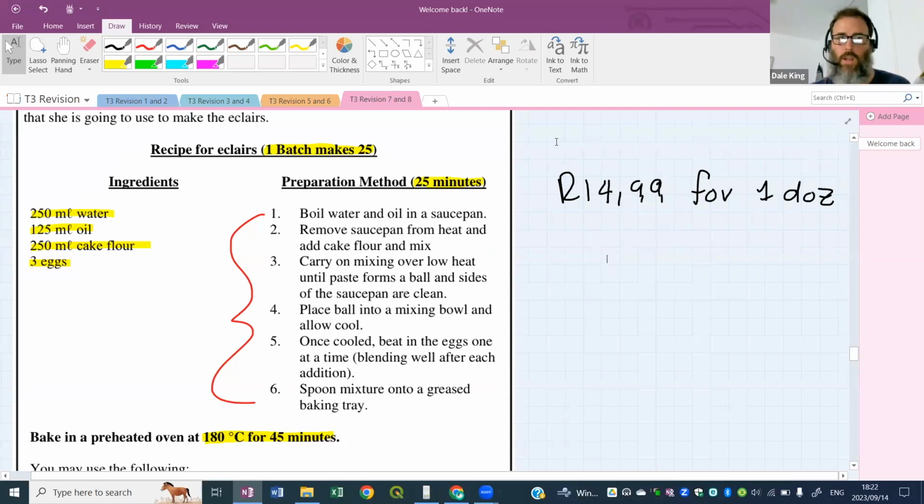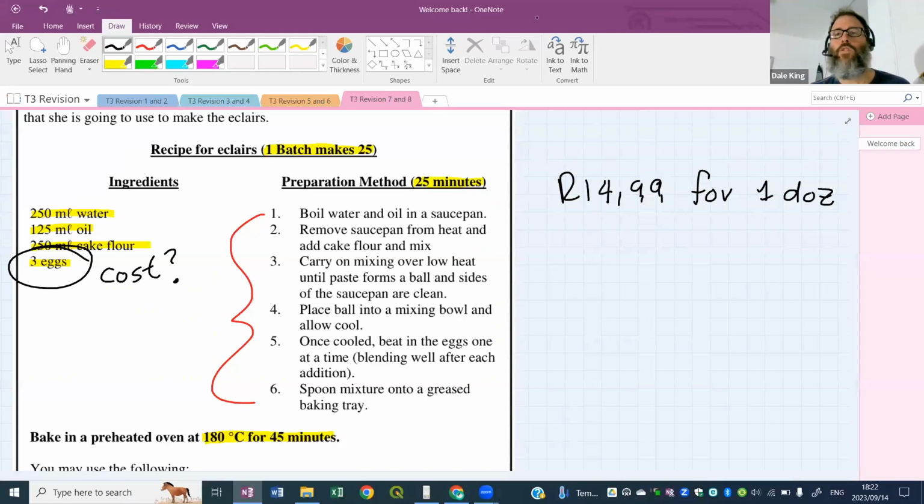Should take you a minute or two. Everyone can do this. We should see answers popping out in chat or thumbs up to say you're done. It should be quick. $14.99 for one dozen. How much will it cost for these 3 eggs in the recipe? Shouldn't take you guys long. We should see answers popping up there. Answers are coming through. Everybody should be doing this one.